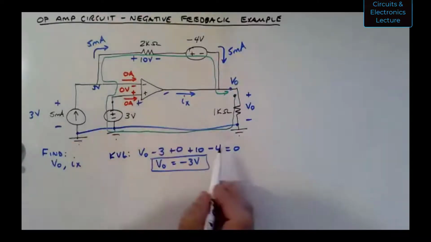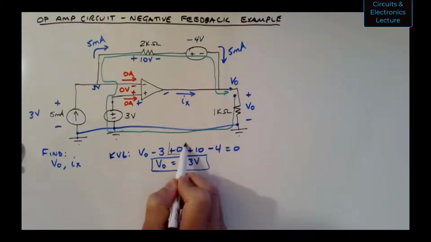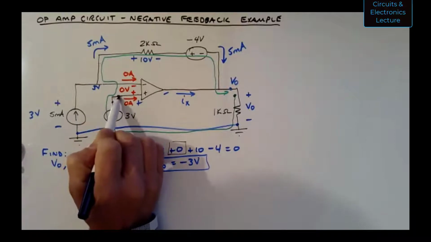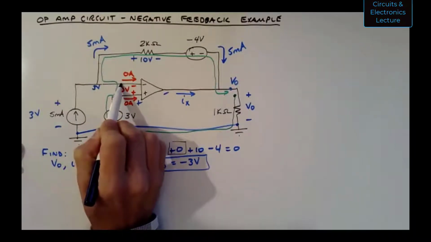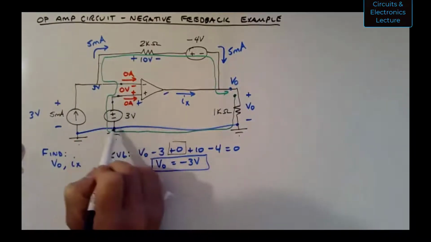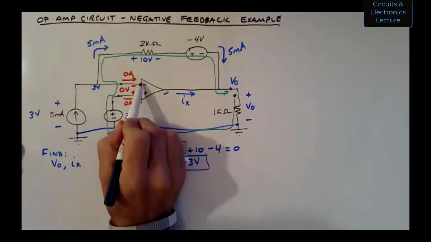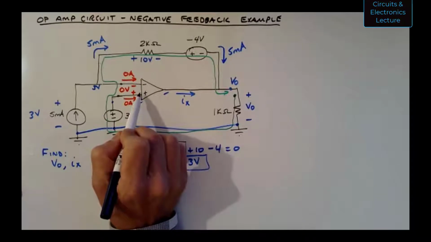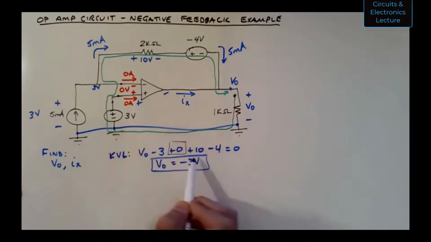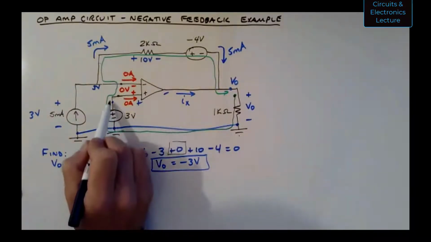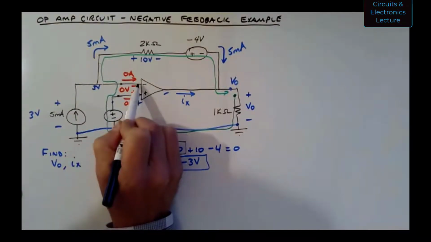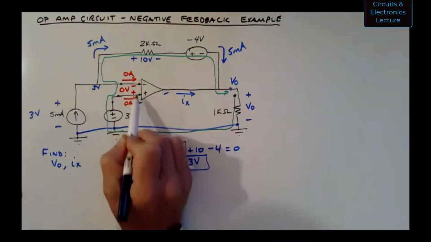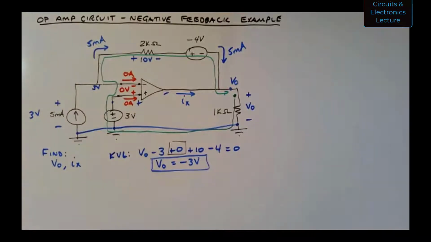Mm-hmm. Yeah, in my KVL, I had to put this +0. That +0 is going from this node to this node, right? So whenever you go across a component, or from one node to another, you have to account for that voltage in your KVL equation. So I said -3, and then as I go from this terminal to this terminal, I know I have 0 volts across there. So I am adding a voltage in there. Oh, gotcha. All right, thank you.